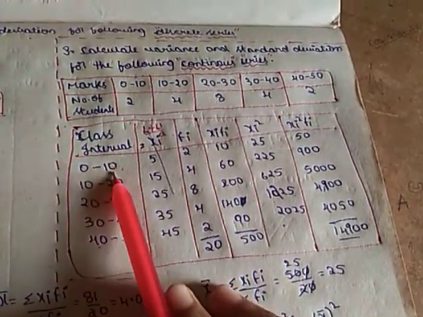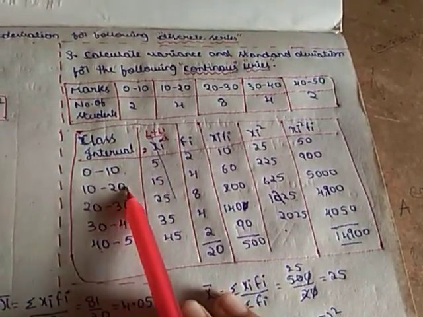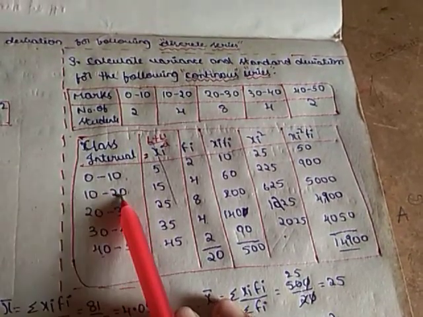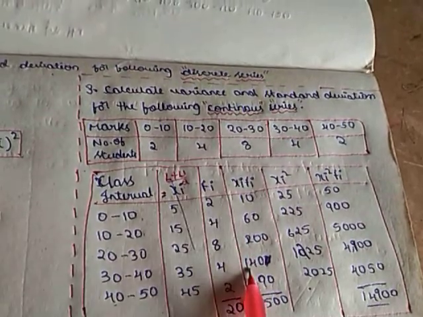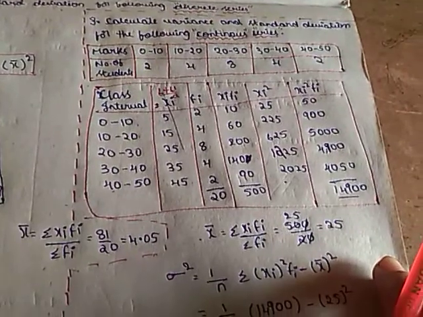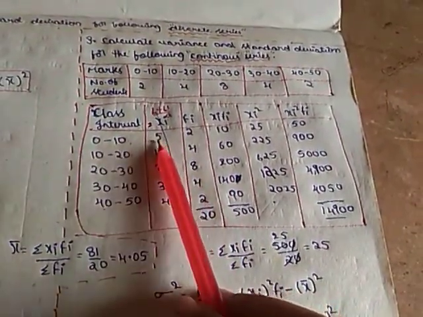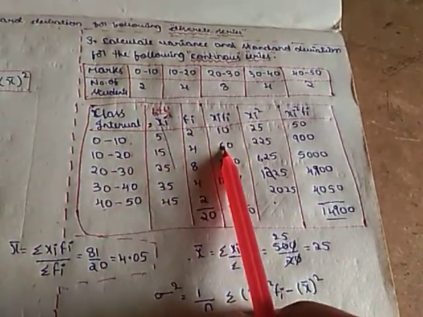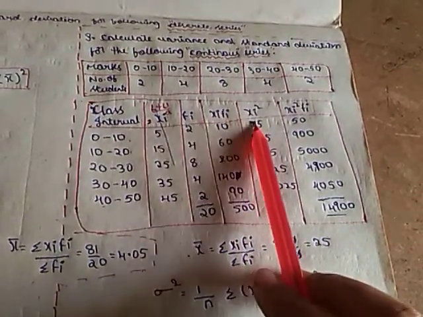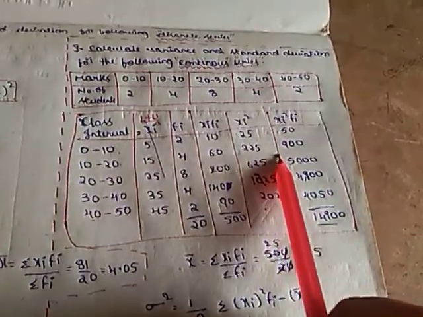0 plus 10 by 2 means 5. 10 plus 20 by 2 equals 15. In the same way, we'll find xi values and fi values. Same formula that we used for discrete series. Okay, xi values we have, fi values. For finding the x bar value, we do xi into fi, that is 5 into 2 is 10, 15 into 4 is 60. And then xi square values, that is 5 square is 25, 15 square is 225.